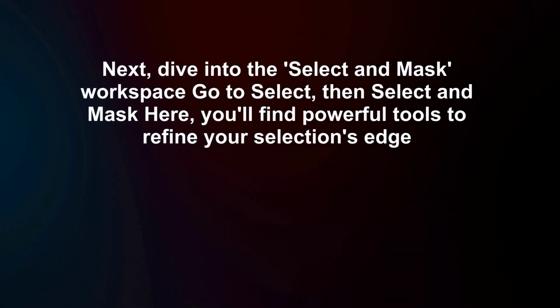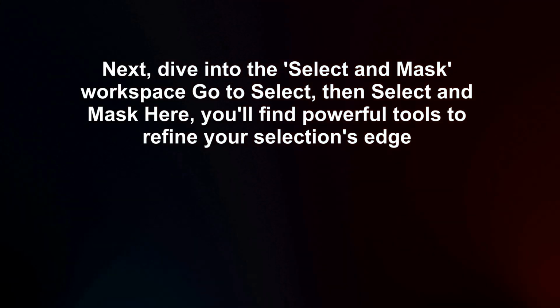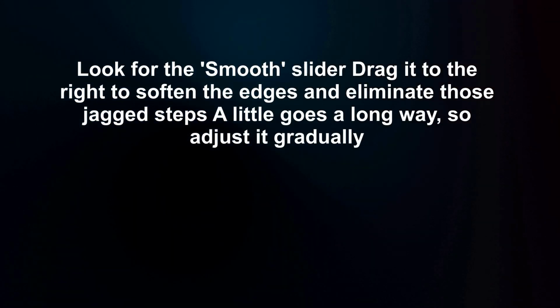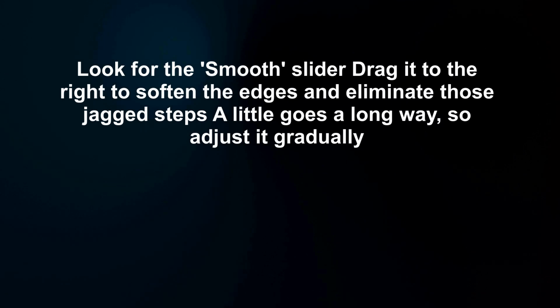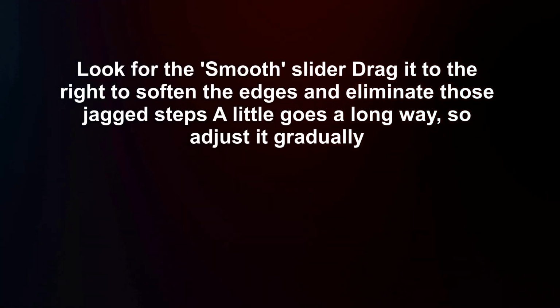Next, dive into the Select and Mask workspace. Go to Select, then Select and Mask here. You'll find powerful tools to refine your selection's edge. Look for the smooth slider, drag it to the right to soften the edges and eliminate those jagged steps. A little goes a long way, so adjust it gradually.